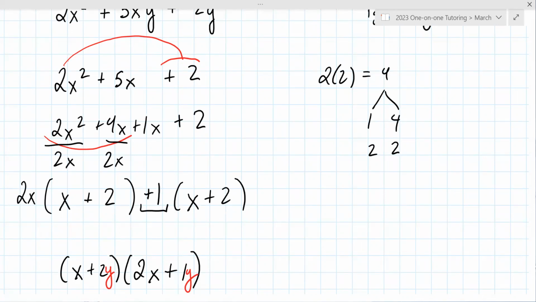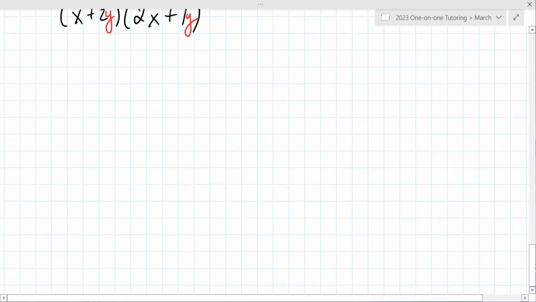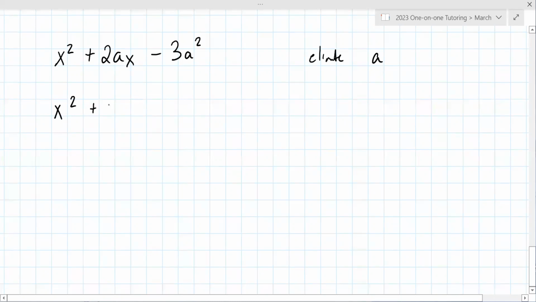So let's do a different problem. I think this would be a equals 1. This is what it looks like. x squared plus 2ax minus 3a squared. Like this. Okay, so again, we're going to eliminate the second variable, eliminate a. So look at this as x squared plus 2x minus 3.